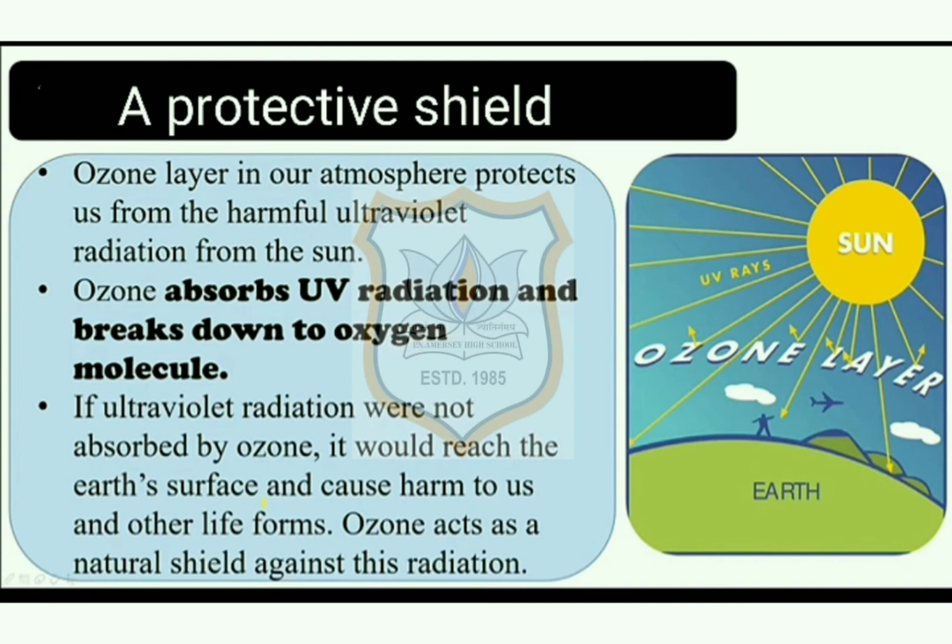If ultraviolet radiation were not absorbed by ozone, it would reach the Earth's surface and cause harm to us and other life forms. Ozone acts as a natural shield against this radiation. So students, we can say that the ozone layer is a protective shield.